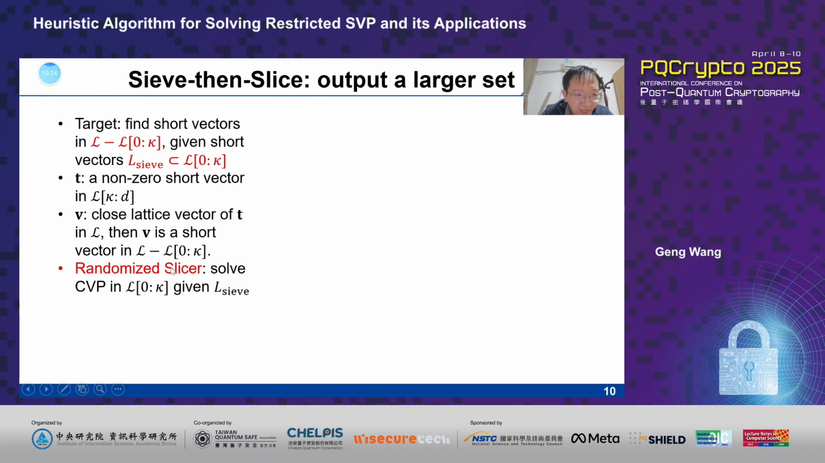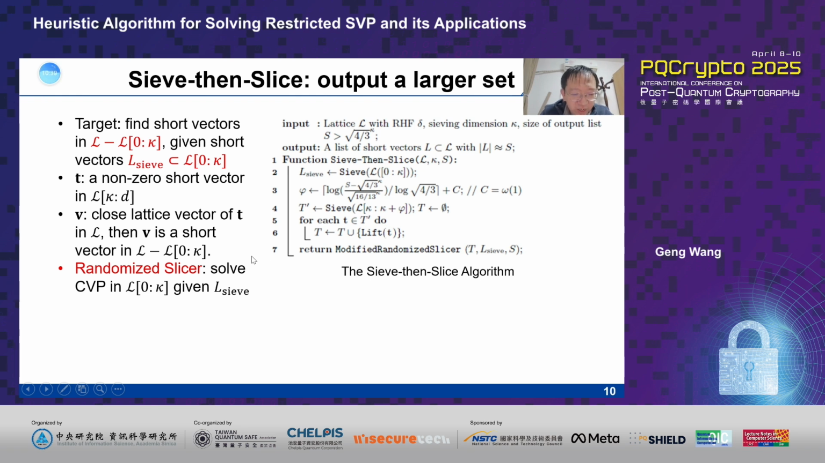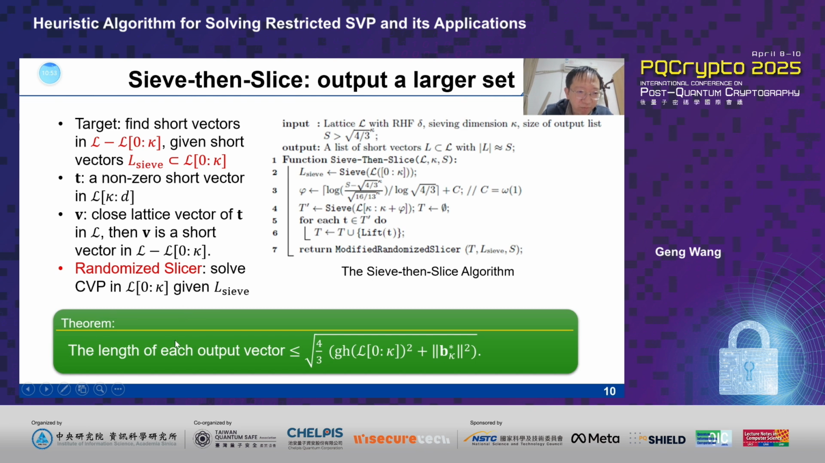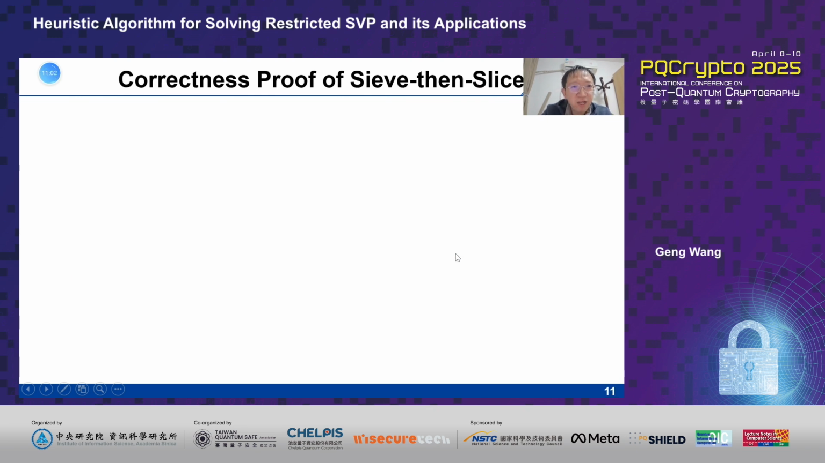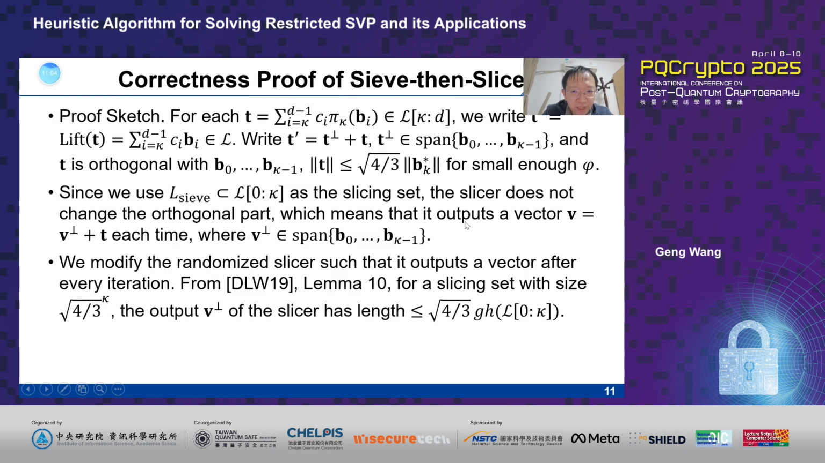So we can use the randomized slicer to solve CVP given L_CU. We first run the sieving algorithm on the sublattice to get L_CU. Then we use the randomized slicer to generate more vectors. For input, we give the size s of the output, and this algorithm can output s vectors. So given the size, we can also bound the length of the output vectors by the value represented by this formula. We skip the correctness proof of this algorithm.